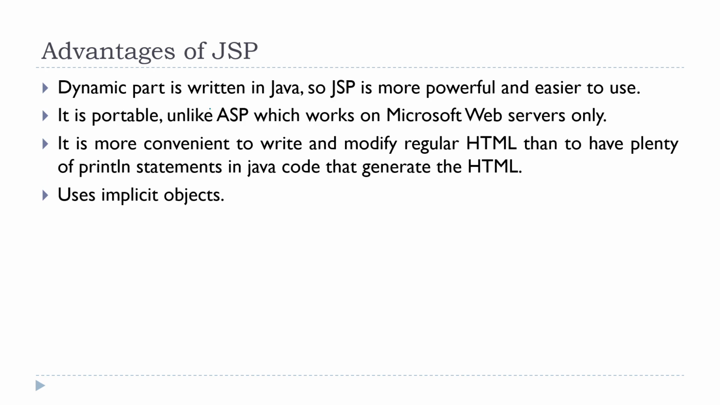Also, a JSP uses implicit objects, which means there are some objects which are pre-created by the JSP engine and provided to us. So we do not have to create those objects, or we do not have to manage those objects. They are created and managed by the JSP engine itself.